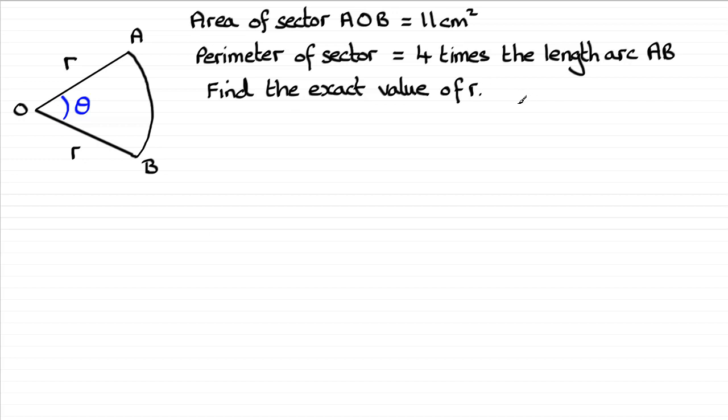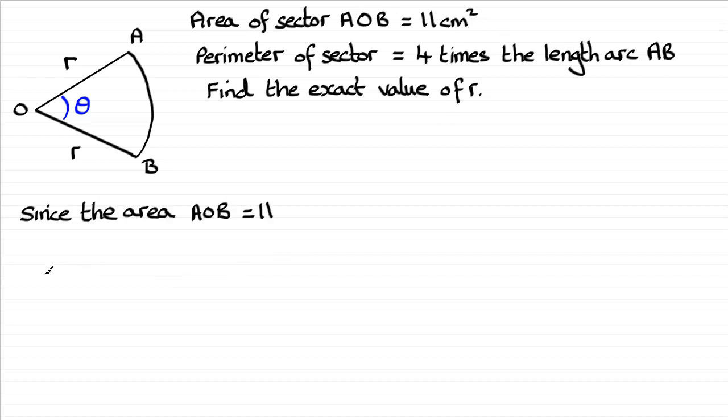So what I'm going to be doing then is just form an equation from this first statement up here about the area, and then we'll form another equation from this statement here, and we should be able to use simultaneous equations to eliminate theta between them and figure out what r is. Okay, so let's start then with this first statement here, that the area of the sector is 11 centimetres squared.